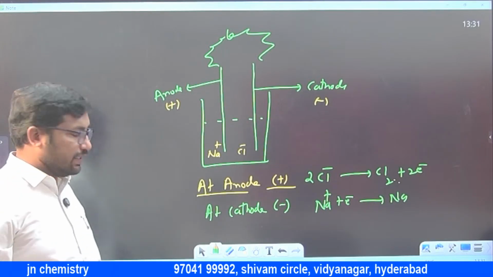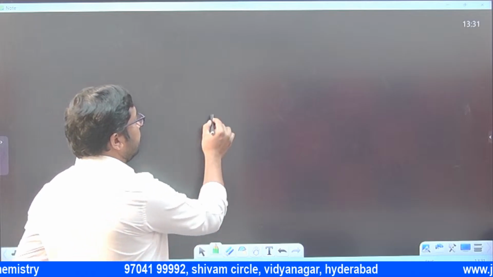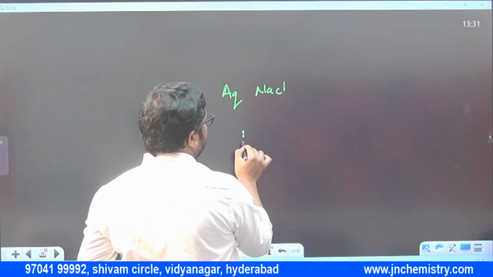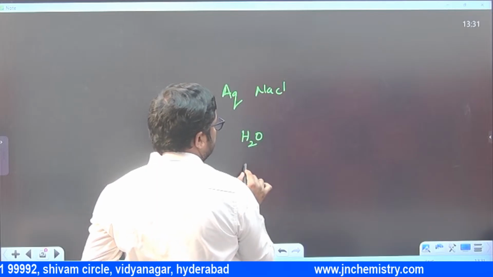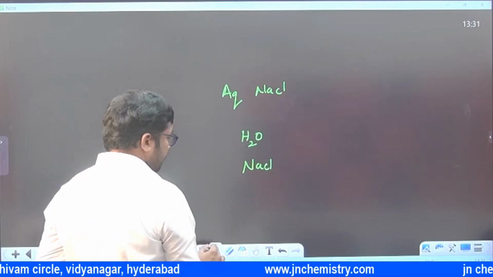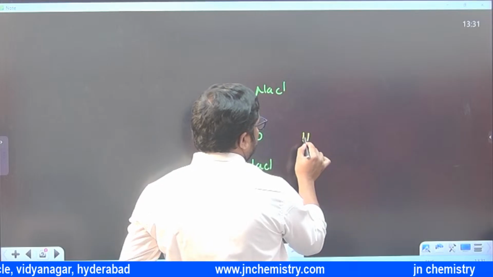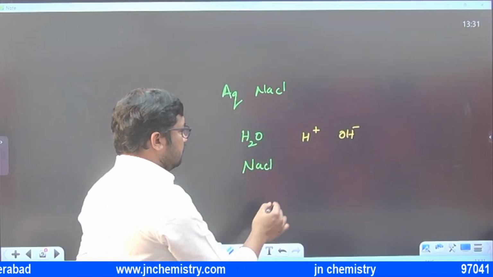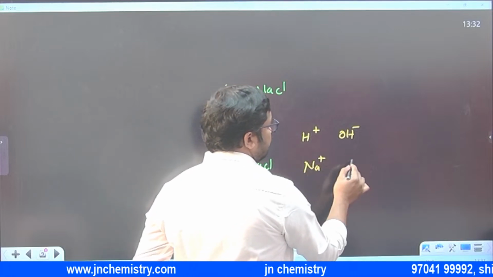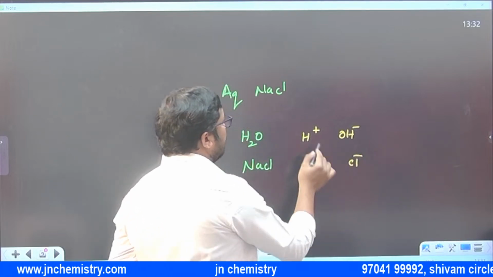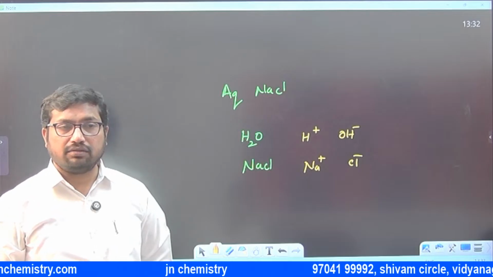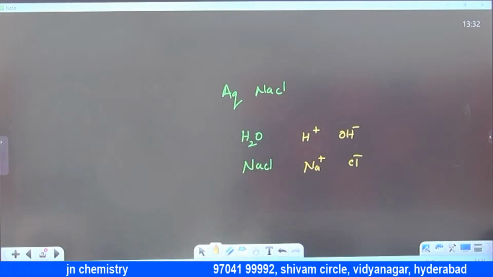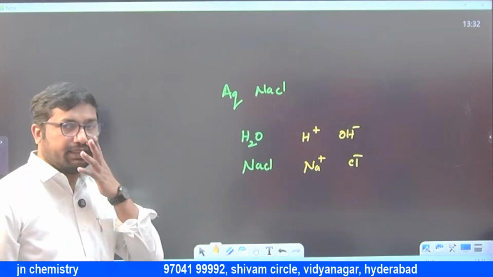If you are taking aqueous NaCl, what happens? Water plus NaCl. Water gives H+ plus OH-, and NaCl gives Na+ plus Cl-. Now they are asking this type of question: at cathode, which gas or which ion is deposited? At anode, which ion is deposited? They are asking questions like this.